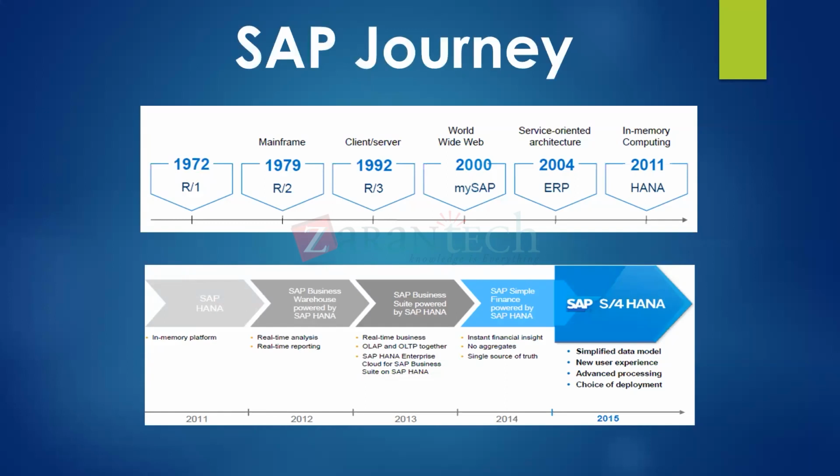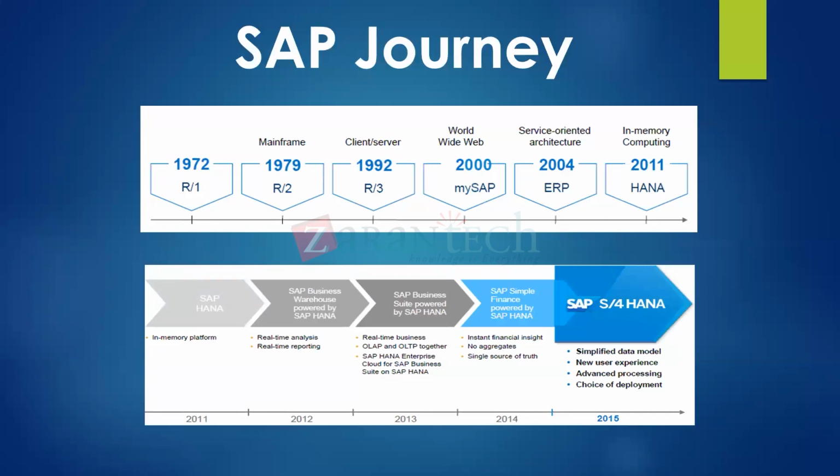In 1972, it released R1, a Tier 1 system, and then in 1979 it introduced the R2 system. In 1992, its first client-server system, called a three-tier architecture. And in 2000, mySAP, a web-based solution, was introduced. In 2004, service-oriented architecture, and also the business suite.